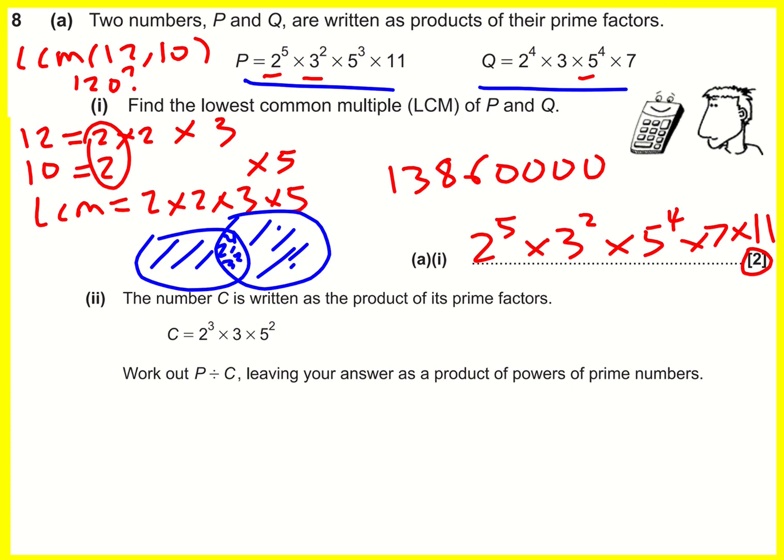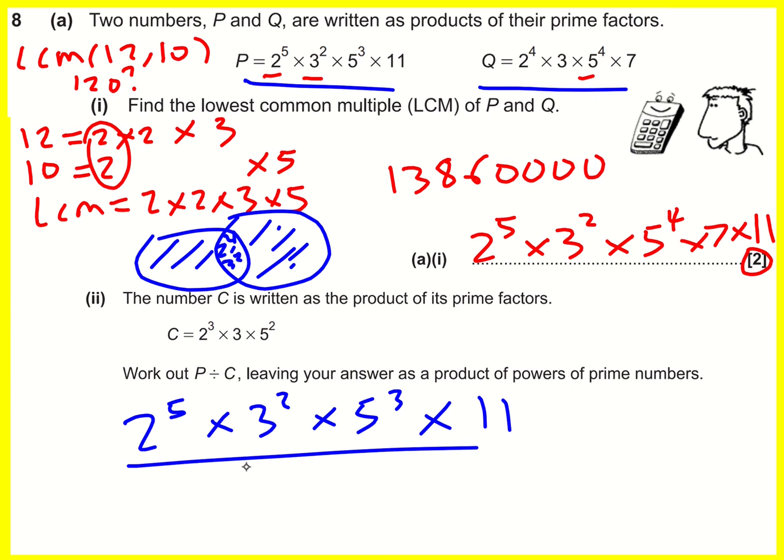Right, now we've got another number, C. It's written as a product of prime factors: C equals 2 to the 3 times 5 squared. Work out P divided by C. I'm going to write it as a fraction here: 2 to the 5 times 3 squared times 5 cubed times 11, divided by 2 to the 3 times 5 squared.